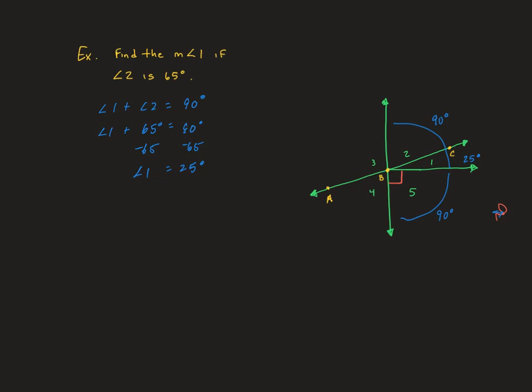If I know that angle 2 is 65 degrees, that should also tell me then that angle 4 is how much? It is a vertical angle, so it would be 65 degrees. So just using some of the knowledge, using those terms.